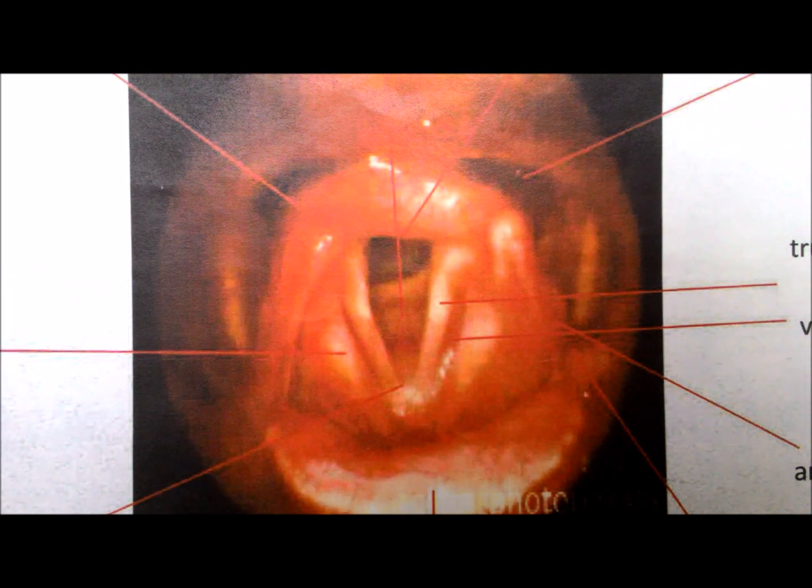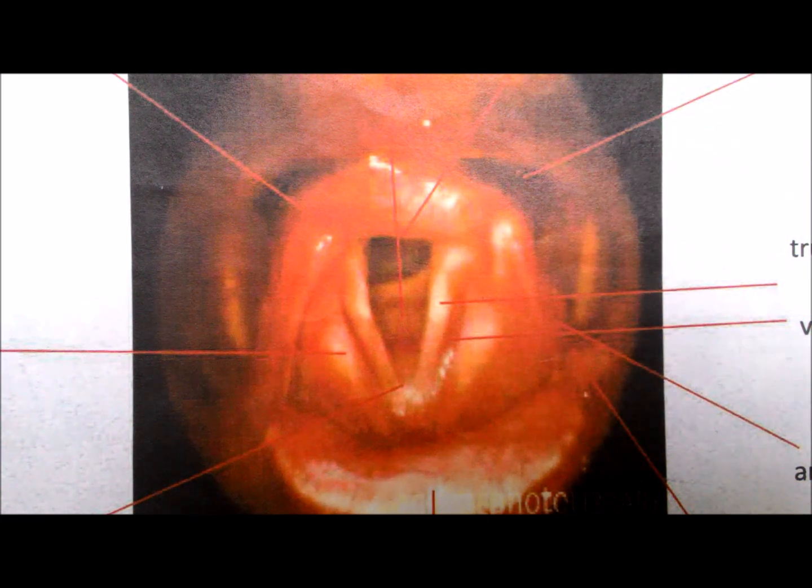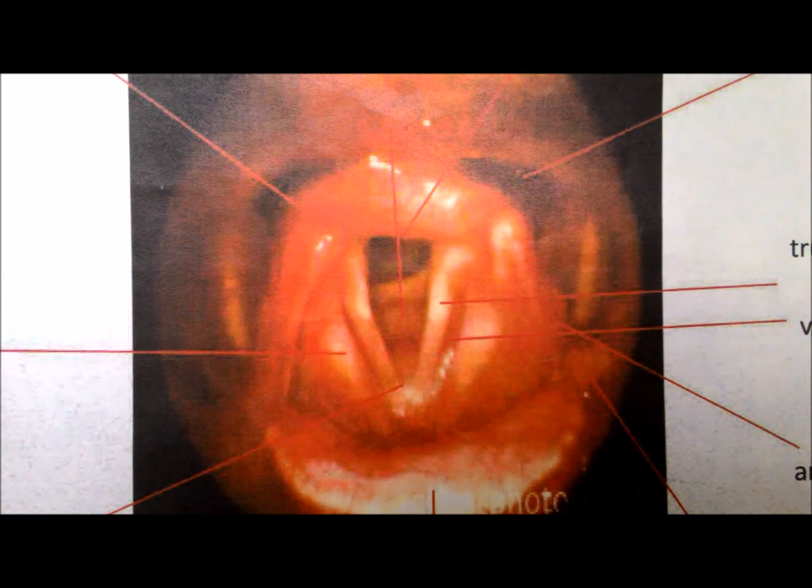Here, between the two arytenoid cartilages, we have the posterior commissure. Here we have the anterior commissure. The anterior commissure is the anterior fissure where the vocal folds come together in the midline. Here is the laryngeal vestibule. If there is a transgression of food inside that space, it is regarded as laryngeal penetration.